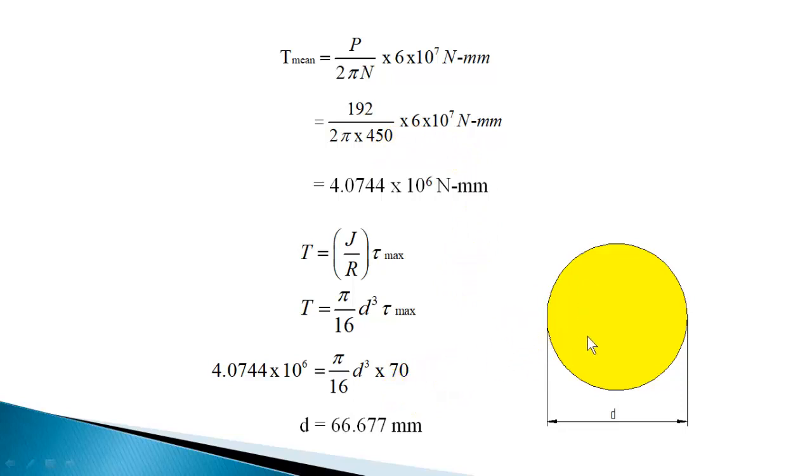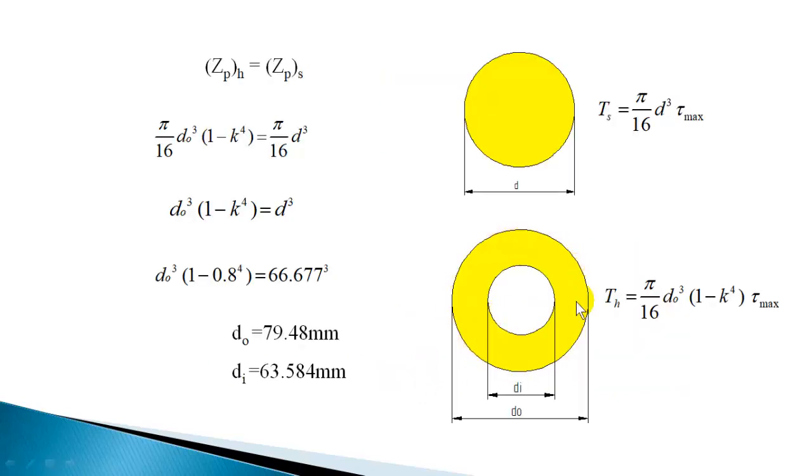Now we are going to replace this solid shaft by a hollow shaft with a diameter ratio 0.8. So I am just replacing this by a hollow shaft which should also transmit the same torque and keeping the maximum shear stress same. So that means ZP values of both the shafts should be same. Okay, ZP of hollow shaft should be equal to ZP of solid shaft.